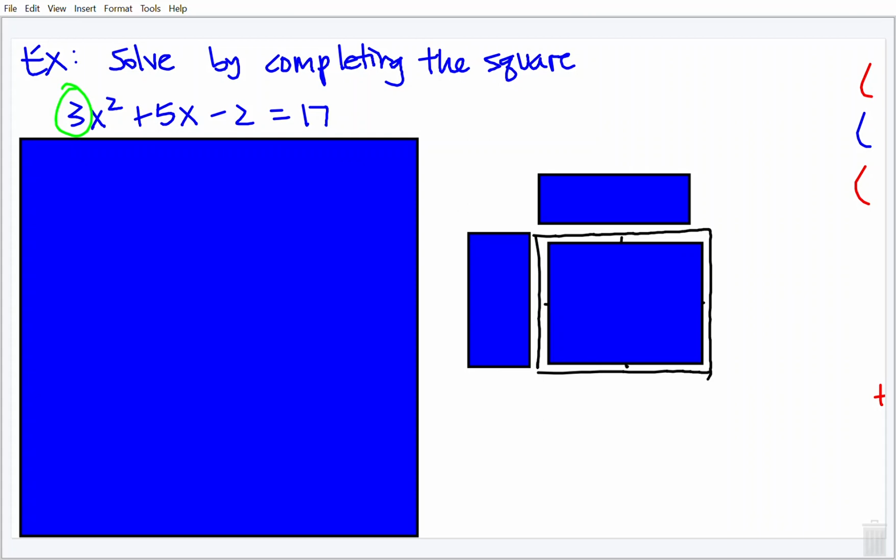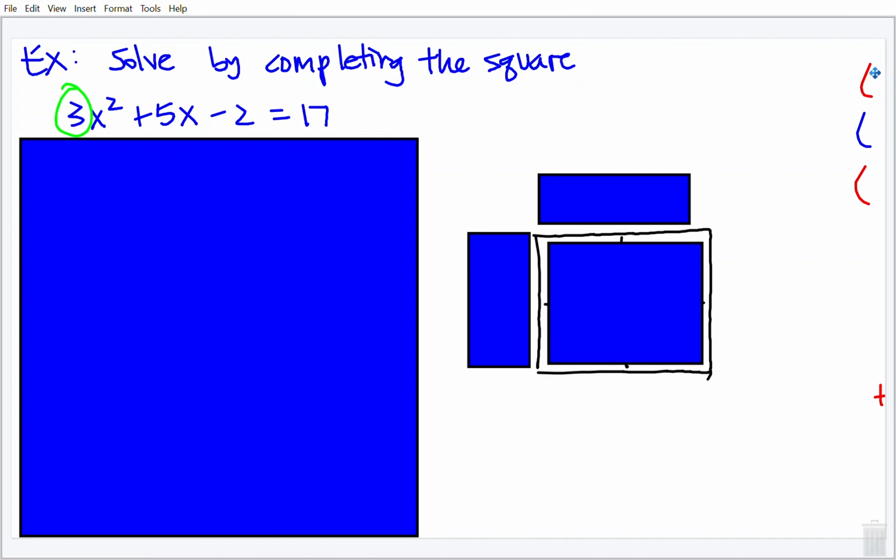In this example, we're going to solve by completing the square. So we've got this quadratic equation, 3x squared plus 5x minus 2 equals 17. As you can already see, we've got some trouble with this 3 here. Because we're completing the square, we want a perfect square for that quadratic term there. So when life gives you a 3, but you want a perfect square, what are you going to do?